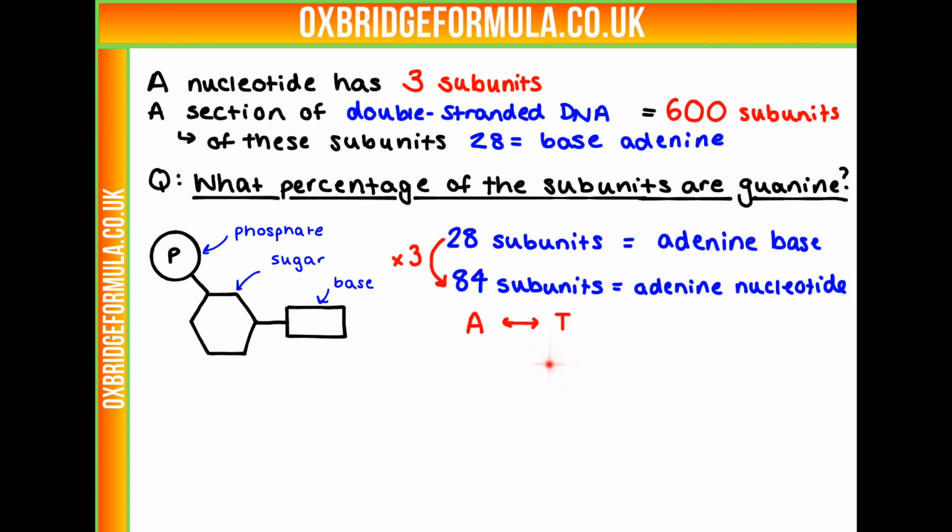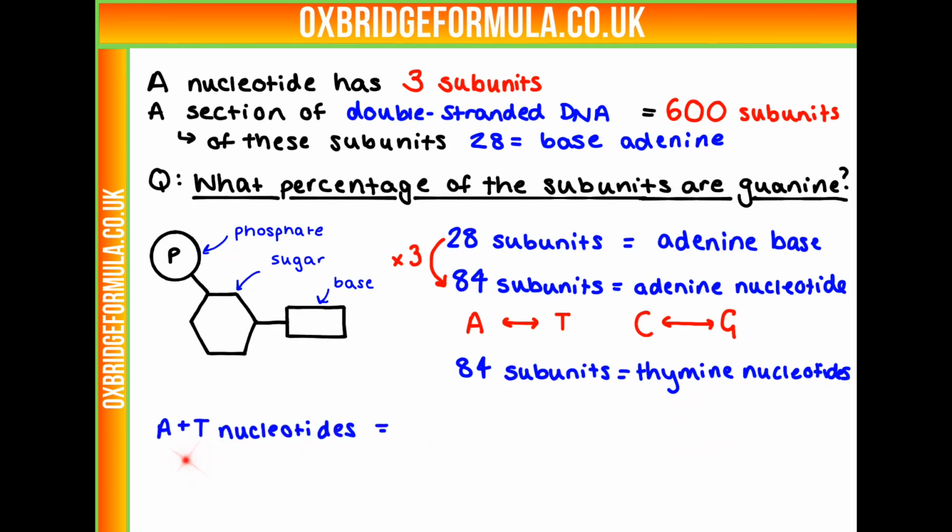Well, we know that adenine always bonds with thymine, and thymine always bonds with adenine, and cytosine always bonds with guanine, and guanine always bonds with cytosine. So there must be an equal amount of adenine and thymine if they are bonded together in our double-stranded DNA. So there must also be 84 subunits which make up the thymine nucleotides. So altogether, all of the subunits in both our A and T nucleotides is 84 plus 84, or 168.